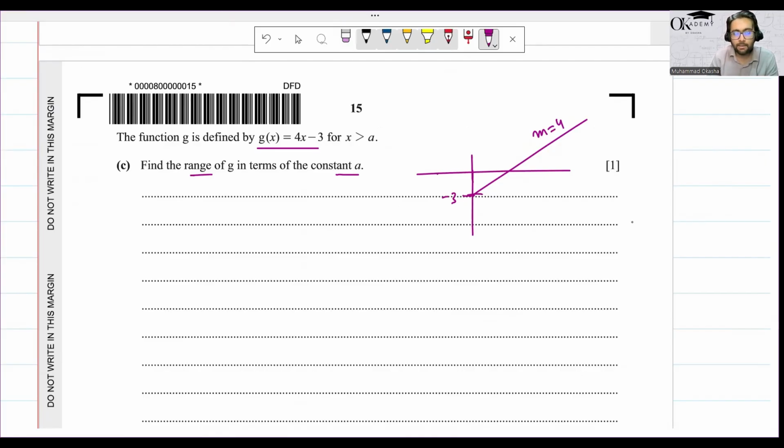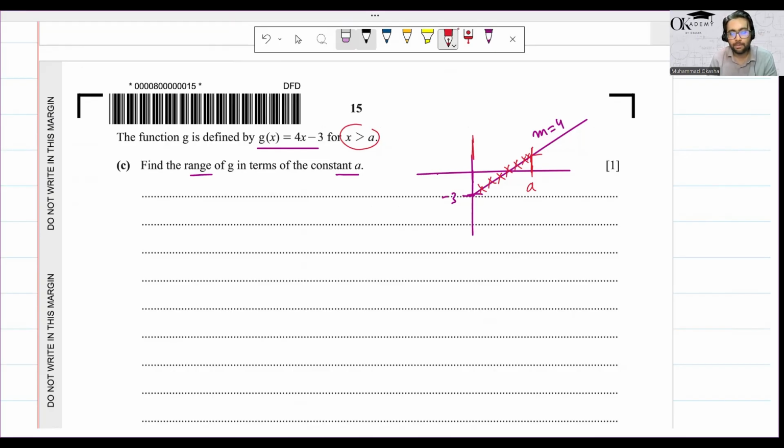But it has a very specific range, a specific domain. It says x is greater than a. A could be any number. Let's say a is this, right? So the graph starts after a, which means the previous values of x will not be taken into account. These values will not be taken into account, and only the function after a will be taken into account.